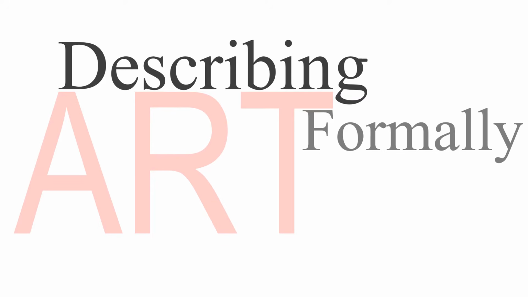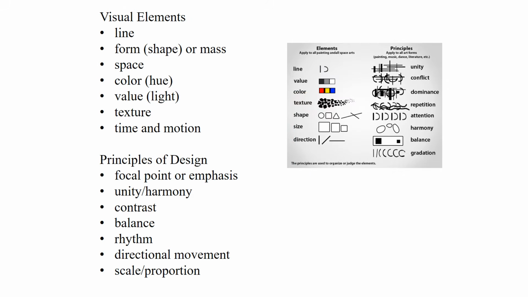This presentation reviews the vocabulary you need to discuss art. The terms can be divided into two groups, the visual elements and the principles of design, but ultimately they all help us discuss the formal properties of a work of art.